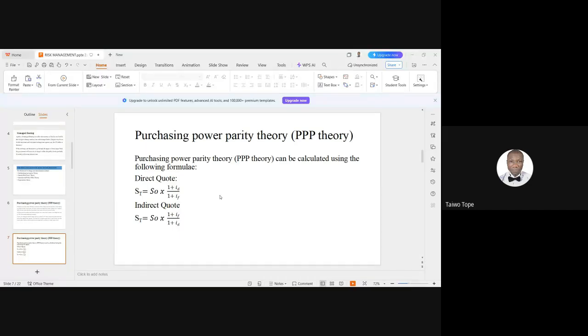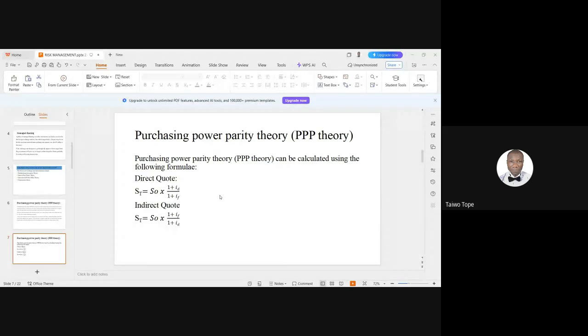So purchasing power parity theory can be calculated using the following formulas. We have direct quotes. When you're talking about direct quotes, you are looking at the inflation in terms of the domestic currency and inflation in terms of what? The foreign currency. So when you use direct quotes, the ST there is the estimated spot rate at the end of the period. When you're trying to determine the estimated spot rate at the end of the period, you use the formula XO.